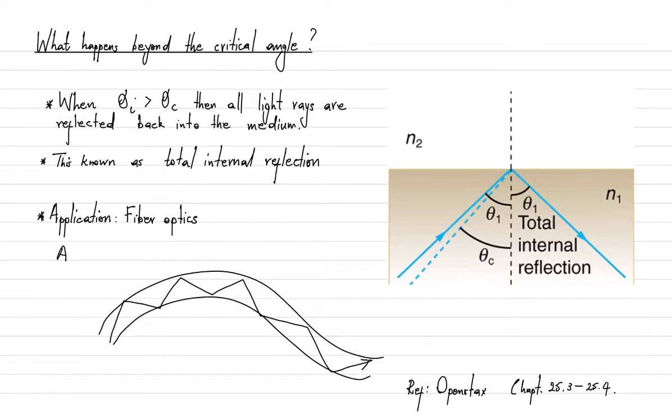Your copper wire is what is used in ADSL on your internet. That's quite quick, but your internet is provided through fiber optics, which is much faster than your ADSL. So this is one application of total internal reflection that is quite close to your heart and your daily experience.